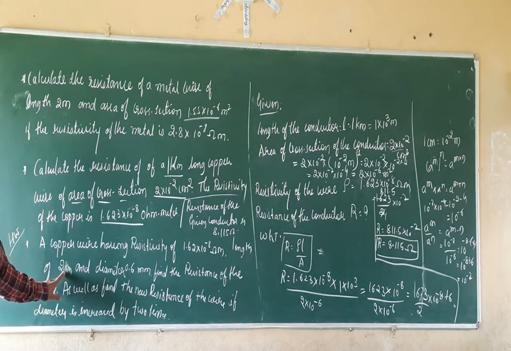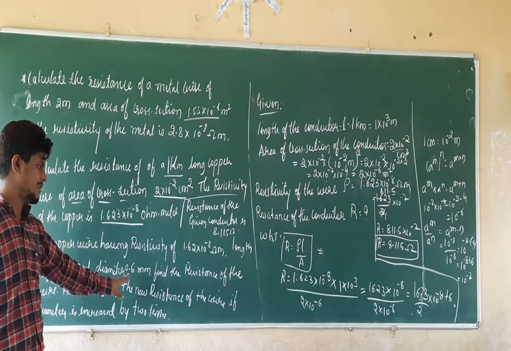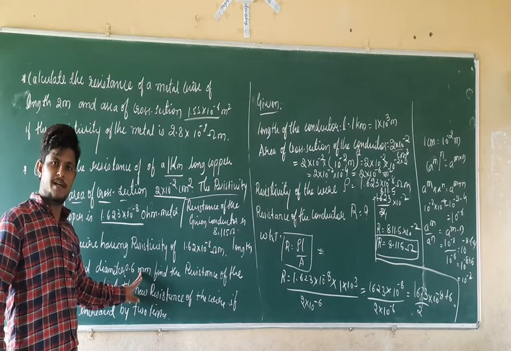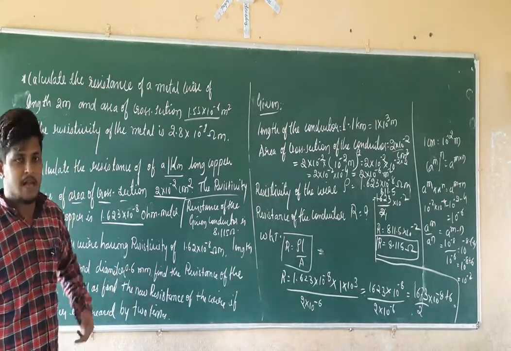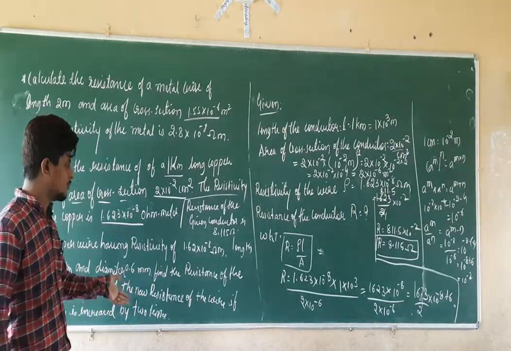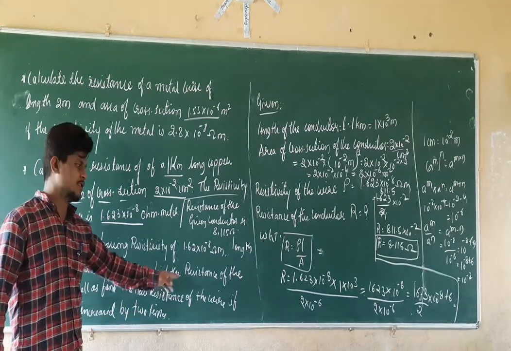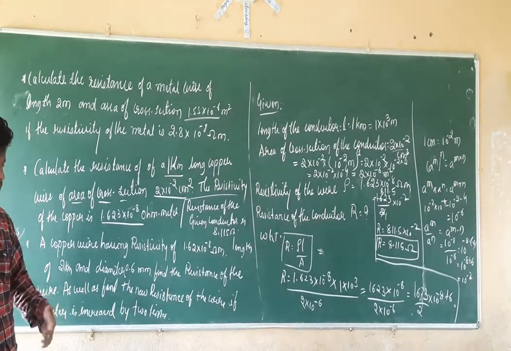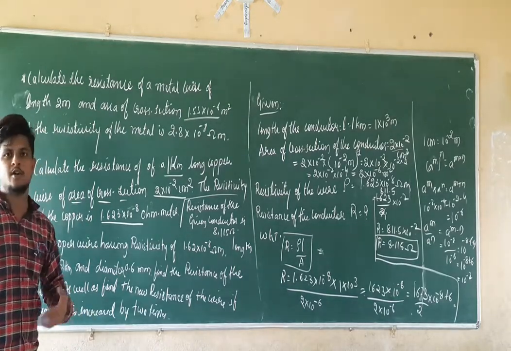You have to convert that kilometer into meters. The diameter of the conductor is given as 0.66 mm, so that mm should be converted into meters. After converting to meters, we have to convert this diameter into the radius. Again, using that radius, we have to find the cross-sectional area. After finding the cross-sectional area, we are going to find the resistance of the conductor. Another part is that we also have to find the resistance of the conductor after the diameter of the conductor is increased by 2 times.